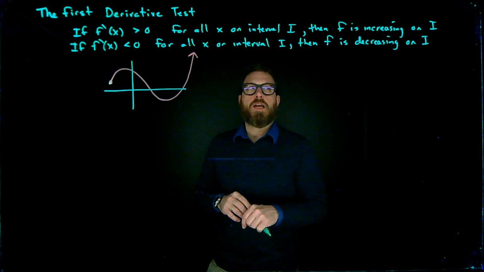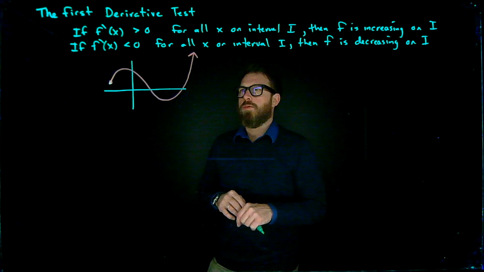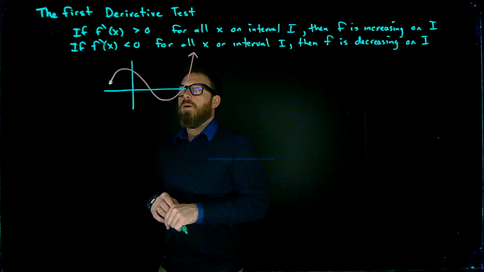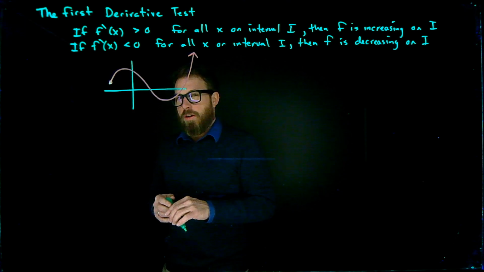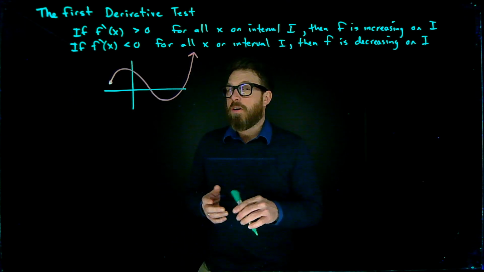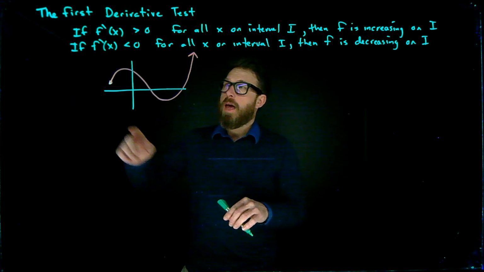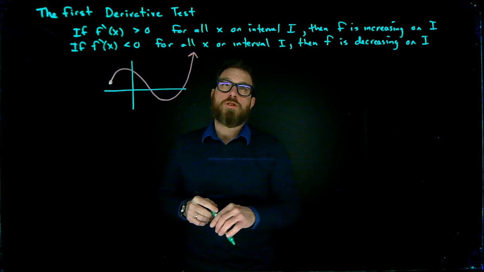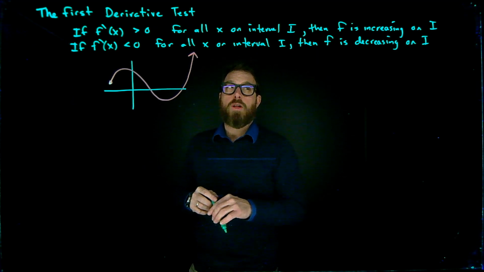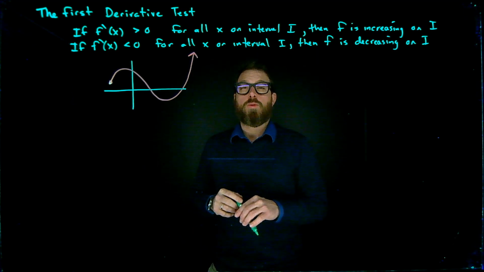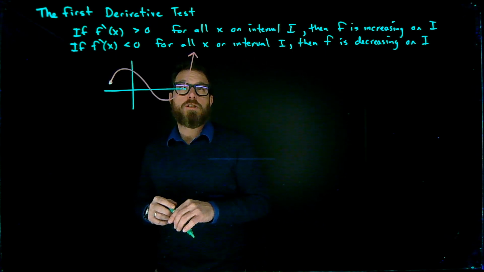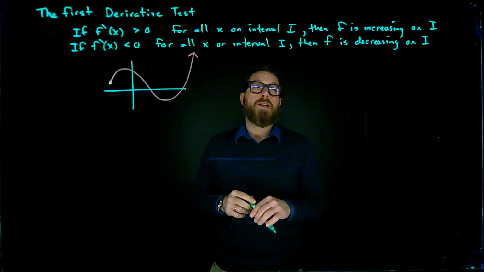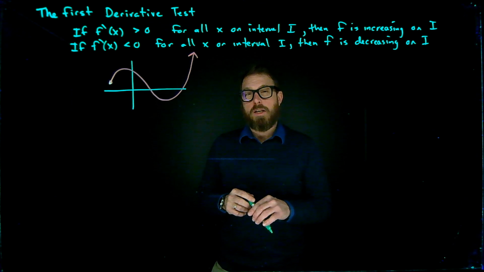I'm Professor Van Hamlin, and I'm going to cover the first derivative test today. Now, the first derivative test talks about how the derivative relates to how the function increases and decreases. So what we have is if f prime of x is greater than 0 for all x on interval I, then f is said to be increasing on I. And similarly, if its derivative is less than 0 for all x on an interval I, then f is said to be decreasing on I.